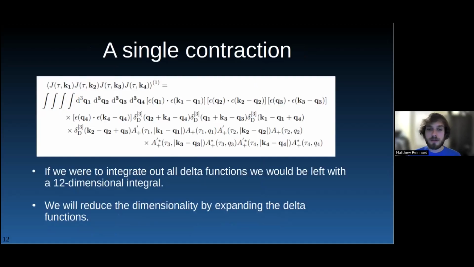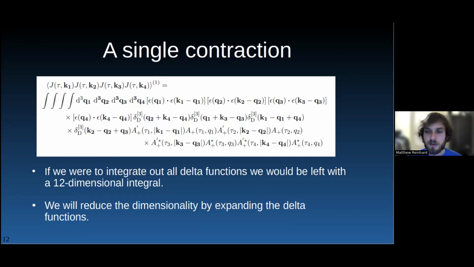So here I have one single contraction, and this will be very similar to all the other ones, except for a rearrangement of the momenta in the delta functions, and possibly an interchange of some of these complex conjugates on the different gauge field mode functions. So this is a very high dimensional integral. If we were to integrate out all delta functions, we would still be left with a 12-dimensional integral.